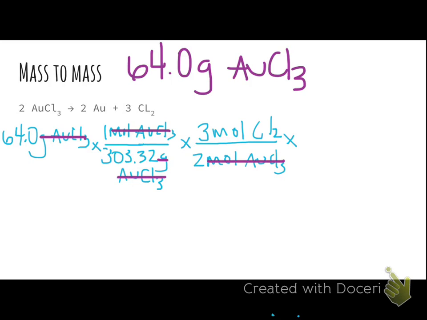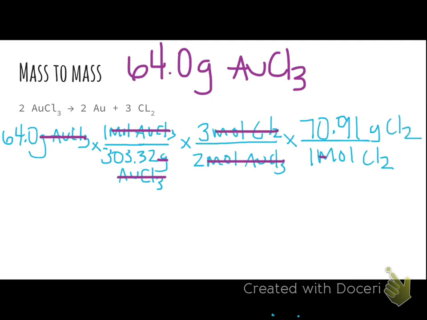Go from moles of chlorine to grams of chlorine. 1 mole of Cl2 is 70.91. Remember that I have 2 of them, so don't use just the 35. Moles cancel, moles cancel. I'm left with grams of chlorine, which is what I'm looking for. So it's very, very important that you make your units cancel. Now, go ahead and pause this, do the math, come back, and we'll see if we have the same answer.